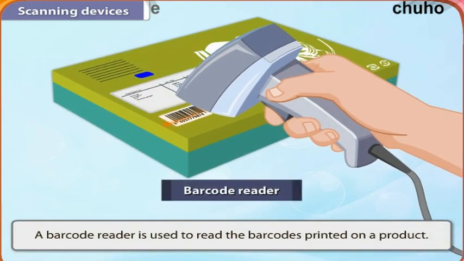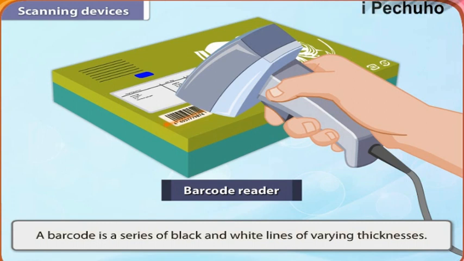A barcode reader is used to read the barcodes printed over a product. A barcode is a series of black and white lines of varying thickness. These lines store the product's name, description, and its latest price.